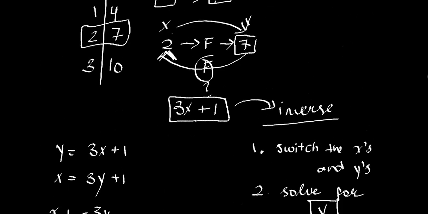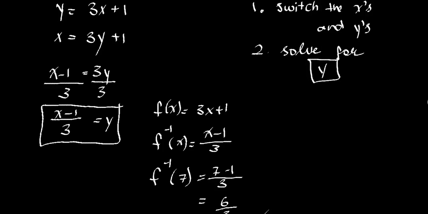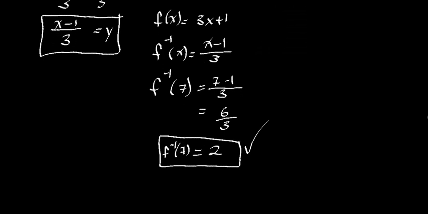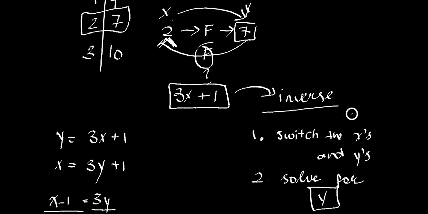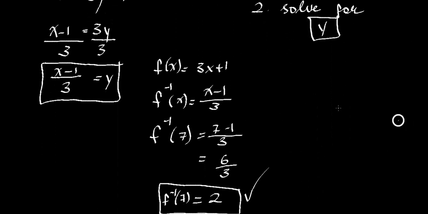And we're all happy, right? If everything works in math, we're always happy. So that's really it. These 2 steps, and then just change your y to f with the negative 1 superscript of x, and write your function. And that's your inverse.